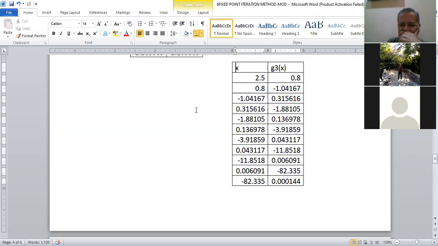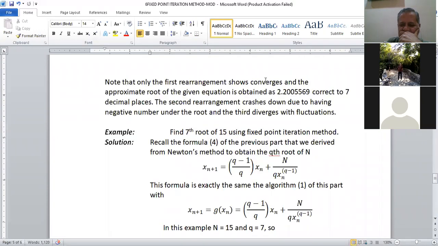So we say that G3, this third rearrangement, is also not giving us any result. So only the first rearrangement shows convergence, and a root is obtained correct to 7 decimal places. The second crashes down because the number becomes negative under the root. The third diverges with fluctuations.